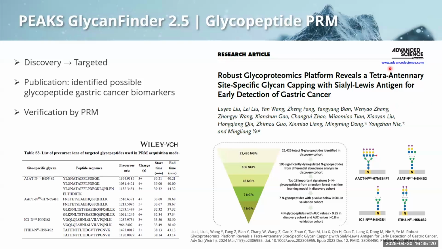So in this paper, they were trying to identify possible glycopeptide gastric cancer biomarkers. They did this by initially searching large discovery and validation cohorts to come up with certain glycopeptides that presented significantly more in the cancer groups than in the healthy control groups. They came up with these 4 structures here, and then they also verified these structures by PRM. So I wanted to recreate that in GlycanFinder 2.5 to see how the PRM workflow could work with this type of application.